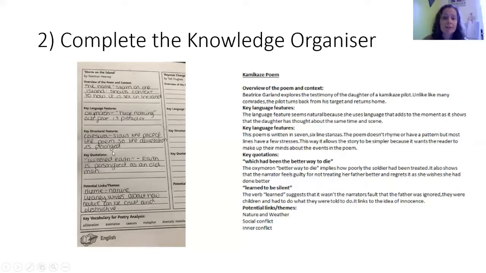So again, good terminology here, but more importantly, explaining the effect. This knowledge organiser is really important because it summarises it in your own words, and that's important for your understanding, because just copying notes onto the poem doesn't necessarily mean you're thinking about it. This makes you think about what are the important points that I actually need to remember for the exam.